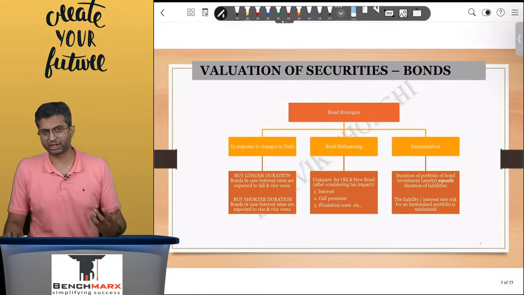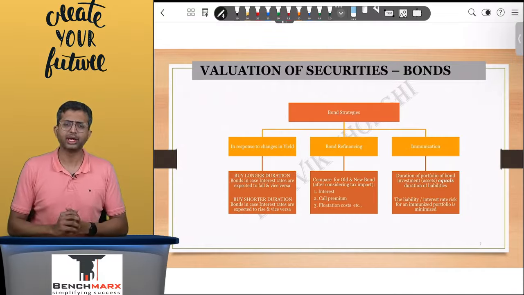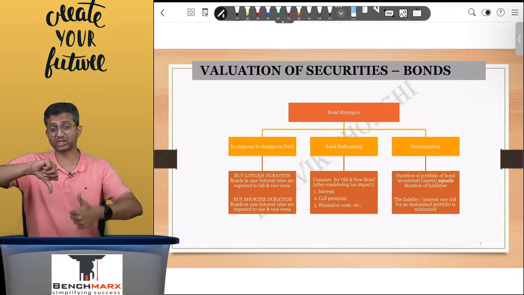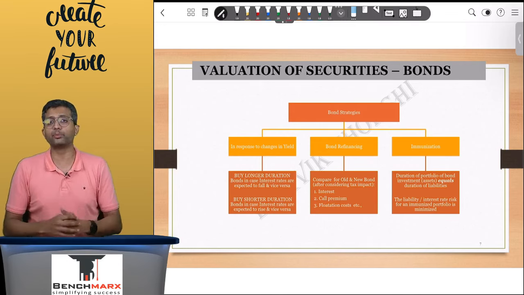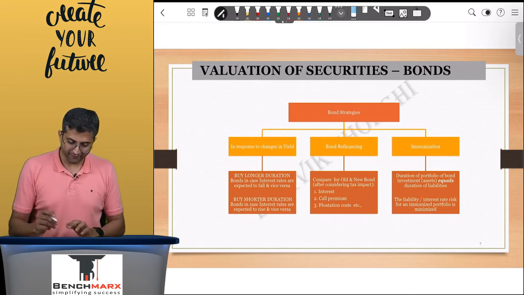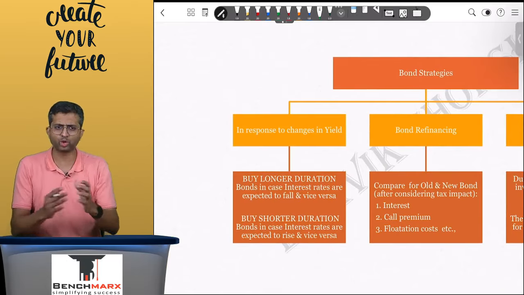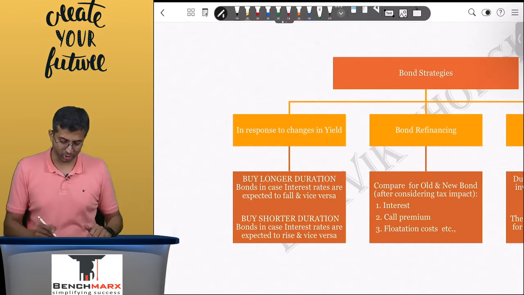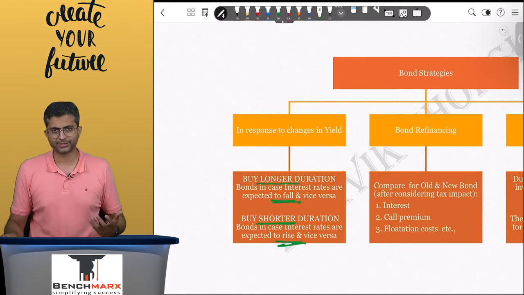Next, you look at bond strategies. Now, this is where you get your intuitive understanding of what actions you should actually take. So, if the market interest rate is expected to fall, bond prices are going to go up. So, you should ideally put your money where the bond prices are going to go up the maximum, that is longer duration bonds. Whereas, if the market interest rates are expected to increase, the bond prices are expected to fall, then you will want to minimize your losses and you will try to put your money in shorter duration bonds and exit the longer duration bonds. So, buy longer duration bonds in case interest rates are expected to fall, buy shorter duration bonds in case interest rates are expected to rise.